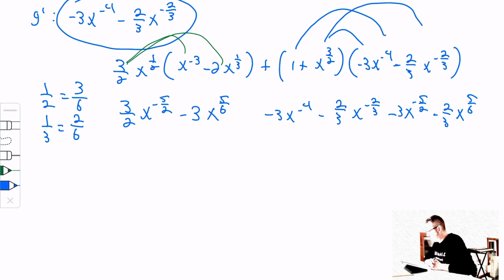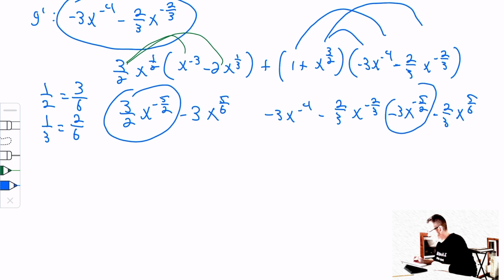Okay, so I can combine 3 halves x to the 5 halves and negative 3x to the negative 5 halves, which have the same exponent. So 3 halves and negative 3 would be negative 3 halves. Okay, so that goes away and that goes away. What else can I combine?